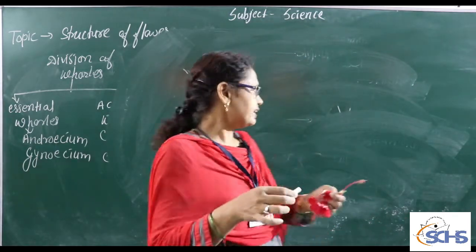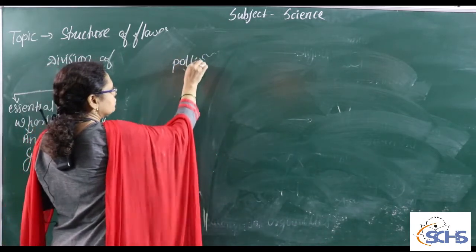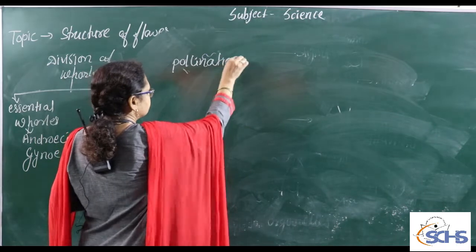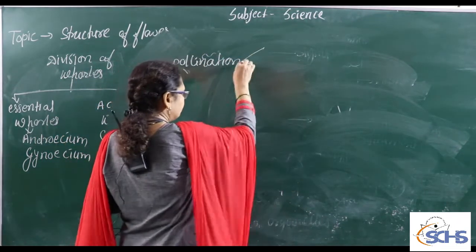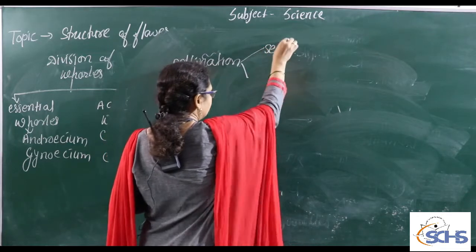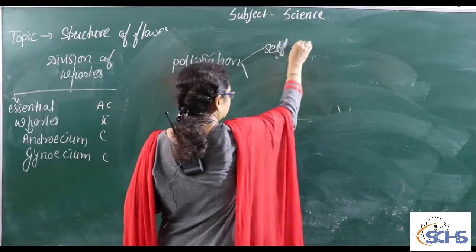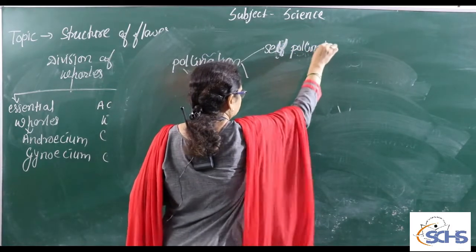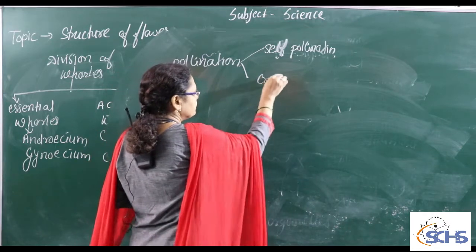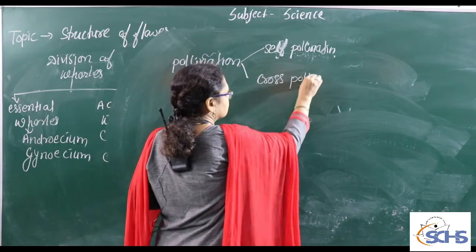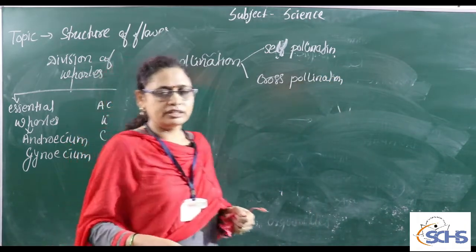Okay, now we can see the process of pollination. Our next topic is pollination. We know that pollination is of two types. Which are they? One is self pollination, and another one is cross pollination. What is the meaning of self pollination?